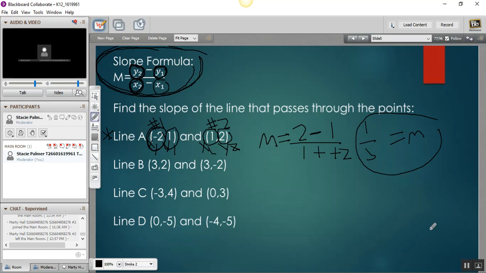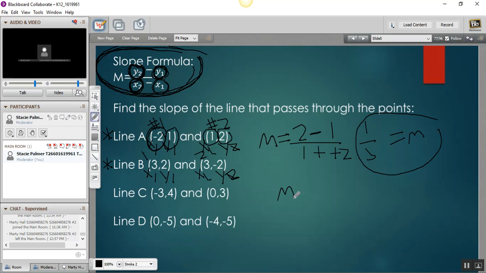So let's go ahead and try another one using the slope formula. Let's find the slope of line B by using the slope formula. We're going to write it just like it is. In order to fill it in, we need to label our points. This is point number 1. This is point number 2. This is the x and y of point number 1, and this is the x and y of point number 2.